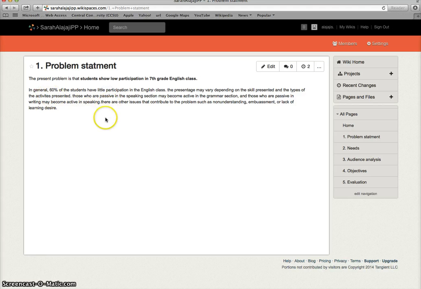That's in audience analysis. Okay, but in the problem statement, whatever the problem is, it has to be a specific audience. That means it has to be a class that you know, or adults that you know.